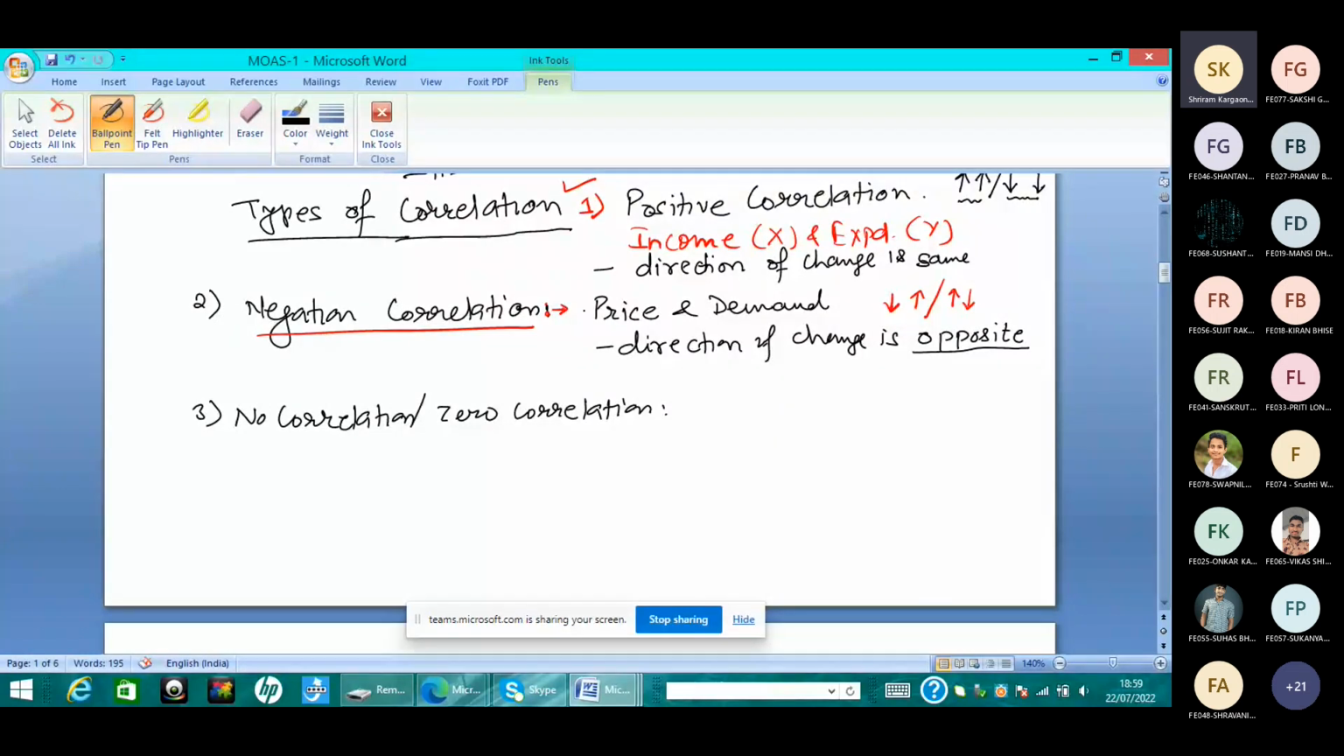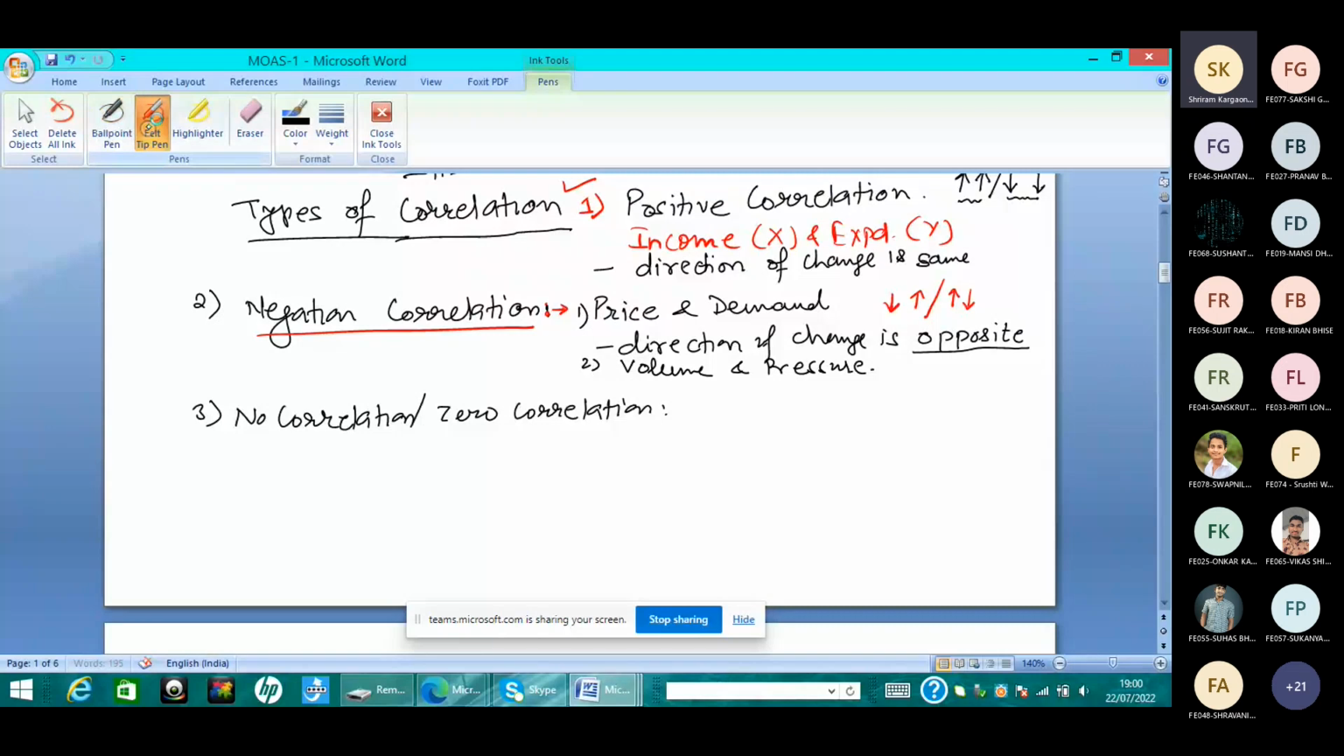The second example, volume and pressure. As Boyle's law teaches you in the 12th, the volume of an ideal gas is inversely proportional to its pressure. So if volume increases, pressure decreases, and vice versa. Then no correlation or zero correlation.